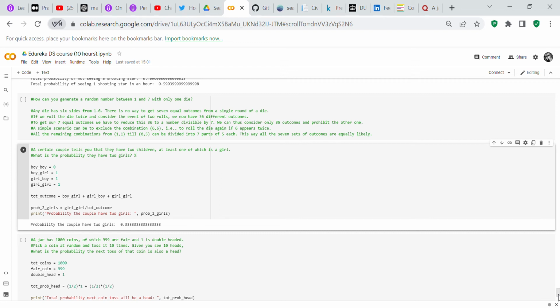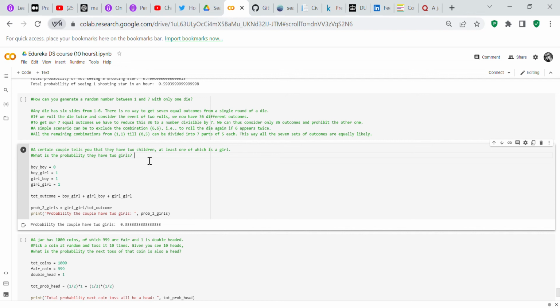The next question we have is, a certain couple tells you that they have 2 children, at least one of which is a girl. What is the probability they have 2 girls? So these are the configurations that you can have. You can have a boy and a boy, so that's going to be 0. There's not any possibility you can have that. You have a boy and a girl, that's 1 possibility. A girl and a boy, that's 1 possibility. And a girl and a girl, that's 1 possibility.